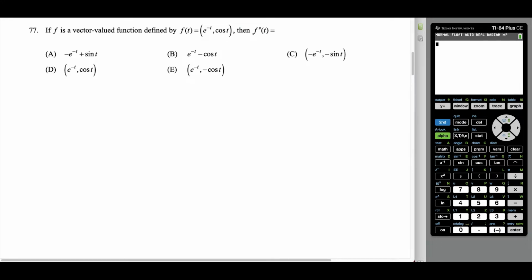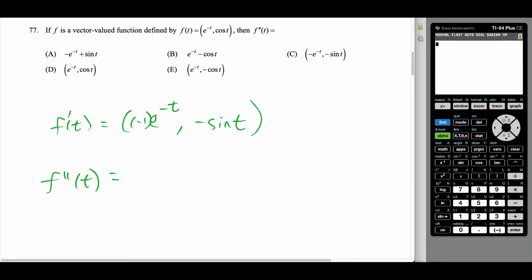We want to find the second derivative here, and this is a vector valued function. For the first derivative, we have f'(t) equals, and the derivative of e^(-t) is e^(-t) times the derivative of the exponent, which is -1. This gives us the derivative of our x component, and then the derivative of cosine t is -sine t.